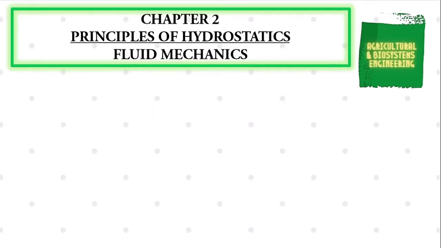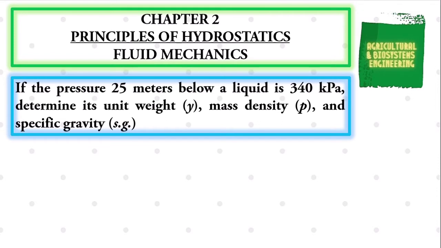This time, we will be solving the problem: if the pressure 25 meters below a liquid is 340 kPa, determine its unit weight, mass density, and specific gravity.